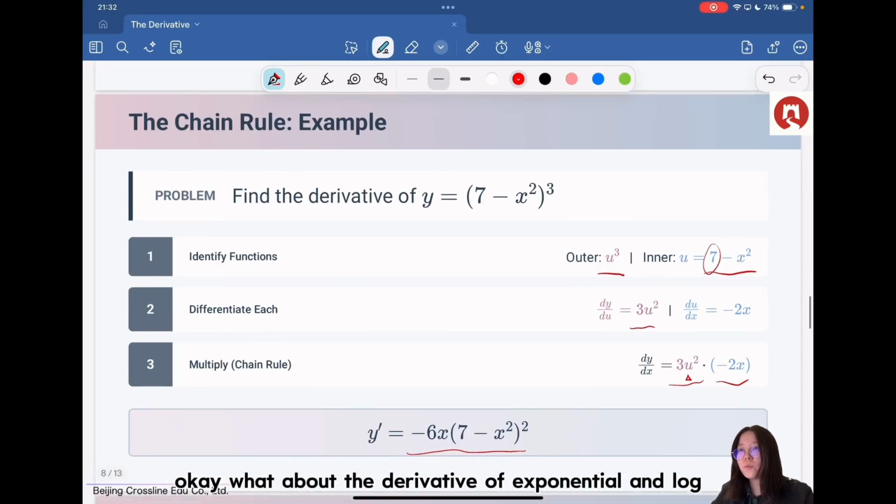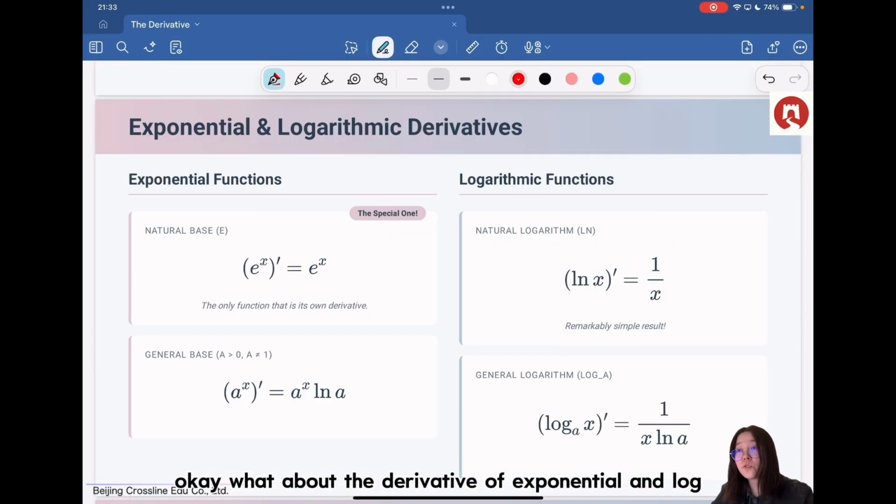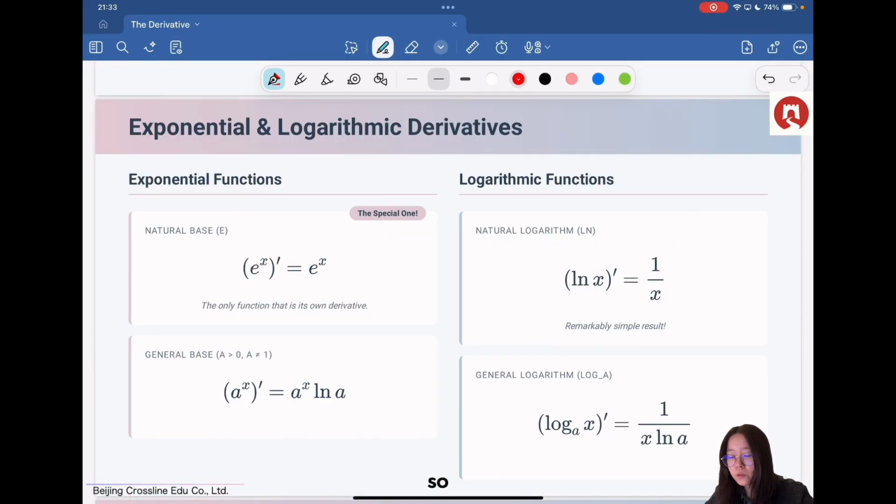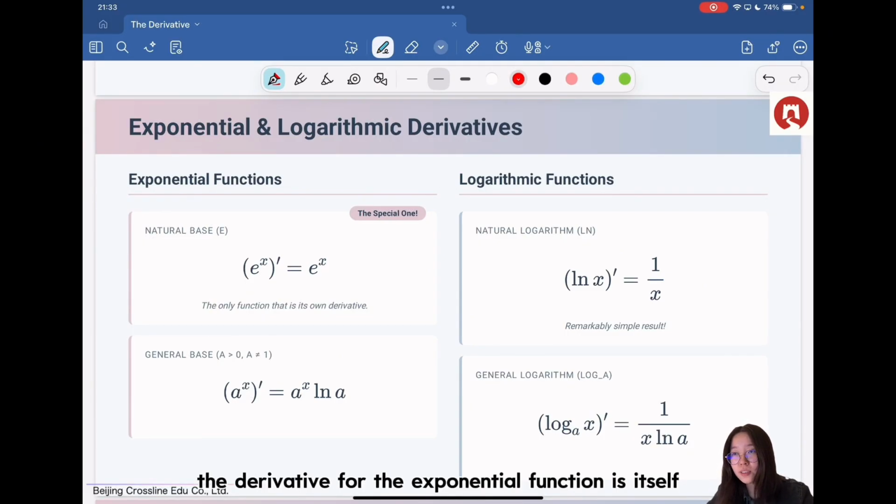Okay? What about the derivative of exponential and log? So the derivative of the exponential function is itself: e to the x, prime, equals e to the x.